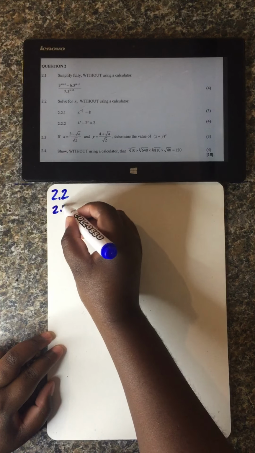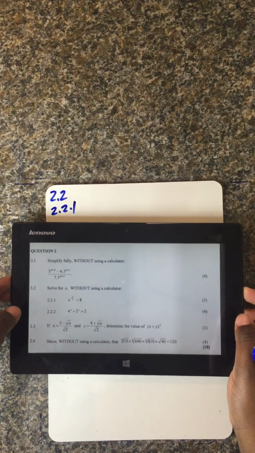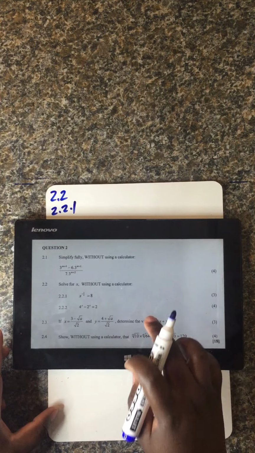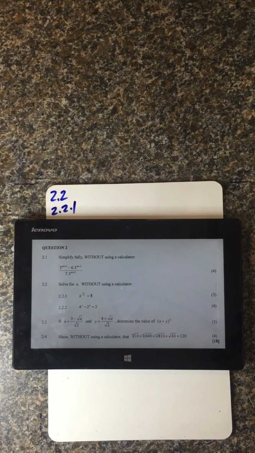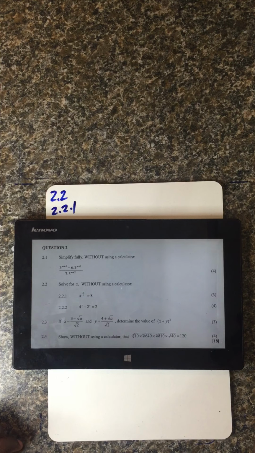2.2. So that means we'll be starting now with 2.2.1. Ladies and gentlemen, it is very, very important that you understand this type of question, because if you don't, then you won't be able to tackle any question related to this. Okay, so this is a paper 1 question paper. So you only find this type of question in paper 1 of mathematics. Okay, ladies and gentlemen, let's now move to the next question.